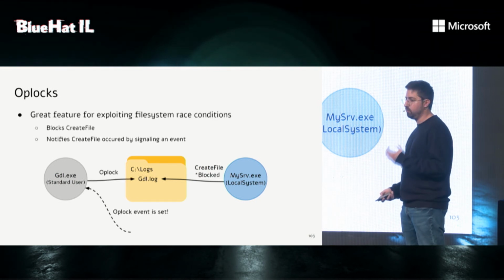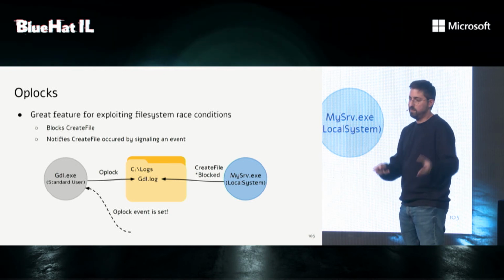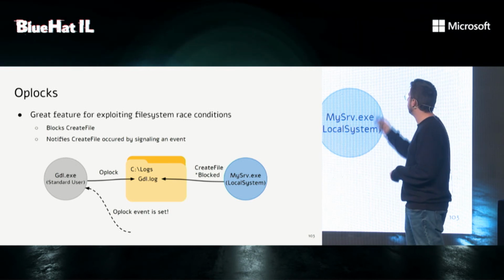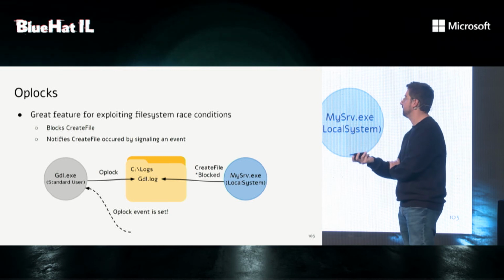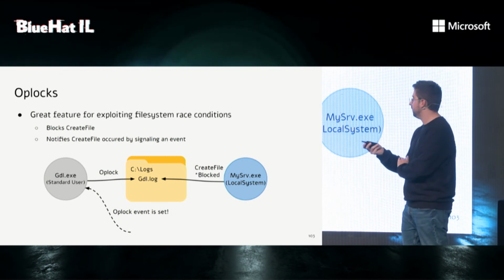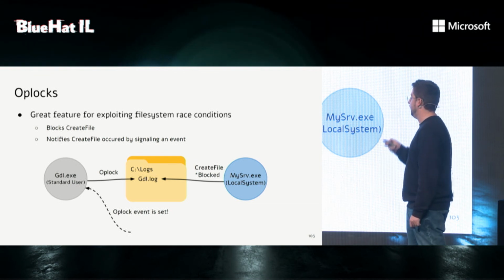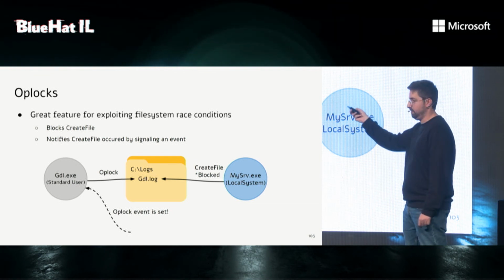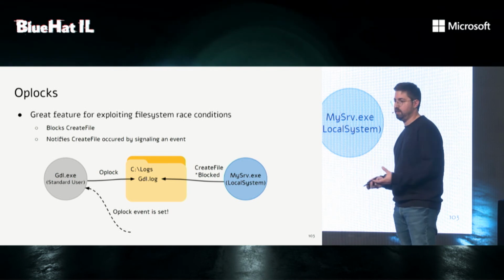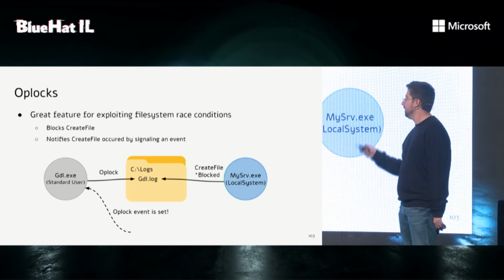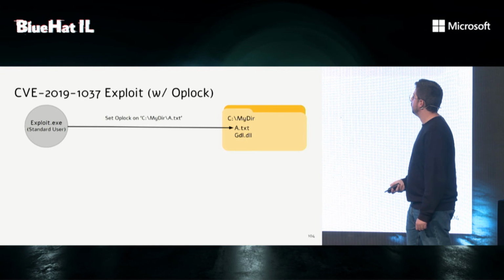This is a really cool feature. It's really good for exploiting file system race condition bugs. The reason is that it first blocks the file creation from the privileged entity, and it also notifies the unprivileged entity about the fact somebody is trying to access the file. And let's see how we can use it to our advantage.